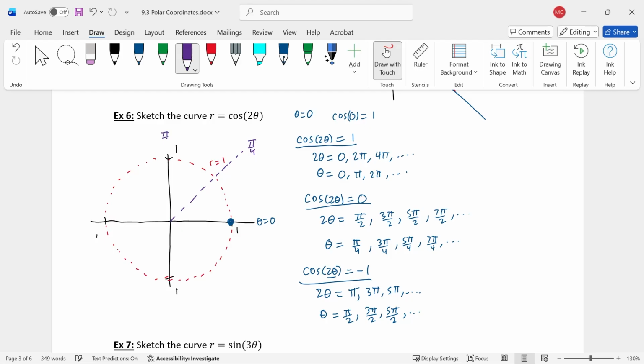We've got pi over 2 up here. We're going to need 3 pi over 4. And then we've got pi over here. And then we also need 5 pi over 4. And then over here, we've got 7 pi over 4.